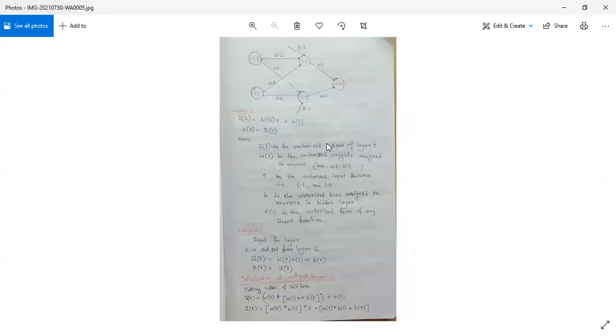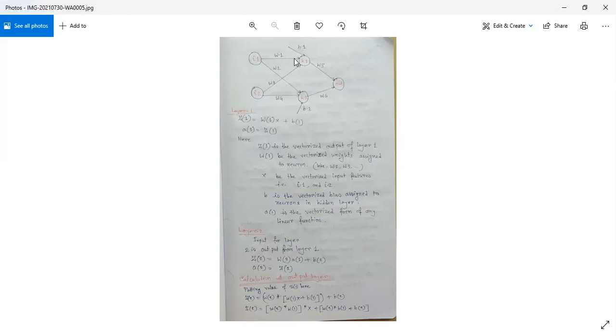Look, this is the neural network, and the bias is added here, and this is the w1. Look, in layer 1, z1 is w1 times x plus b1, and a1 is the activation of z1. Now what are these? Look, z1 is the vectorized output of layer 1. z1 is the vectorized output of layer 1.